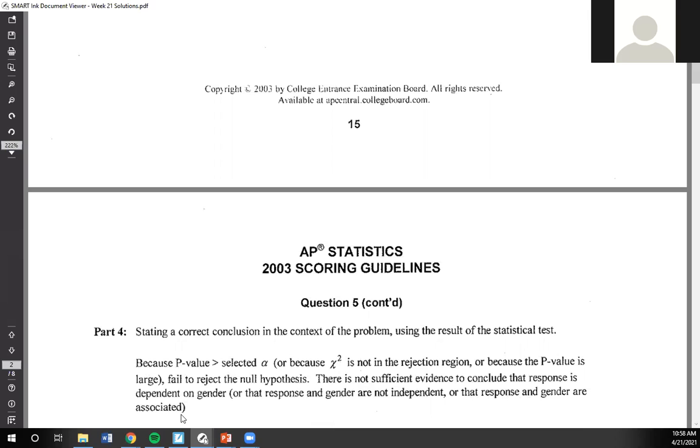So the p-value is greater than our alpha level. We're going to fail to reject. Not enough evidence of an association between the two variables. So that is our process there. All right. Let me move on to the next one.